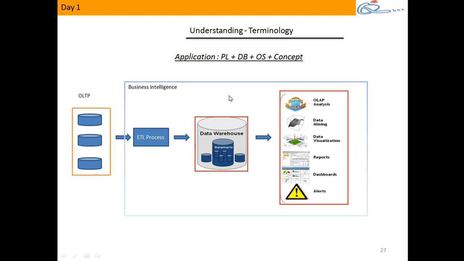Okay, now let's see this. Any application you refer to, whenever you say it's an application, it must have all these four parts: programming language, database, OS, and then concept. Whenever you refer to a software as an application, it will have all these four parts: programming language, database, OS, and then concept.